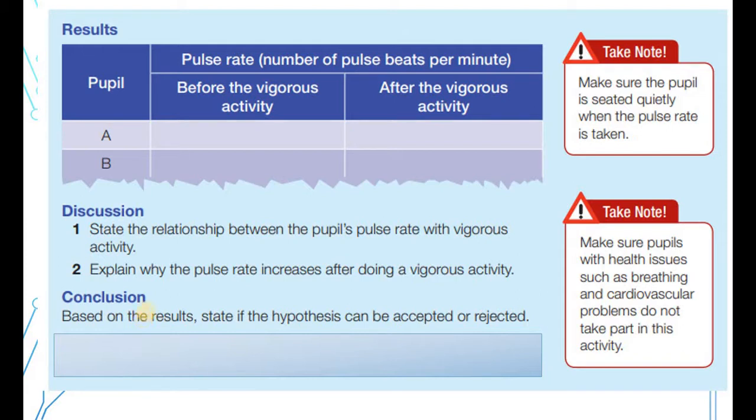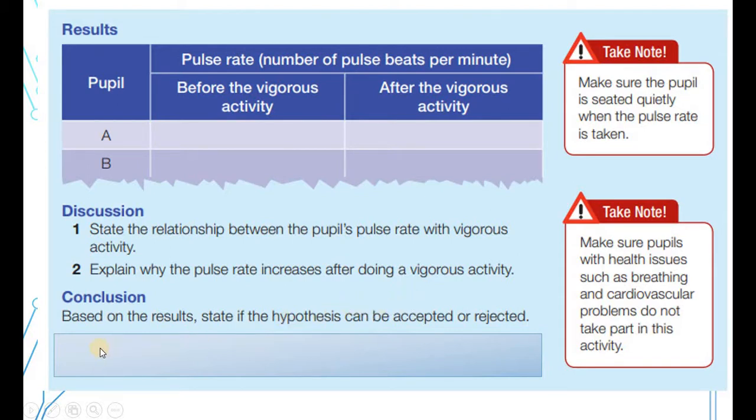Okay, what is the hypothesis just now? The pupil's pulse rate increases after a vigorous activity. Okay, and then put the full stop. And then the second sentence is you have to write, the hypothesis is accepted. Okay, I repeat. For the conclusion, you have to write: the pupil's pulse rate increases after vigorous activity. And then the second sentence: the hypothesis is accepted. Alright, okay, that is for the conclusion.